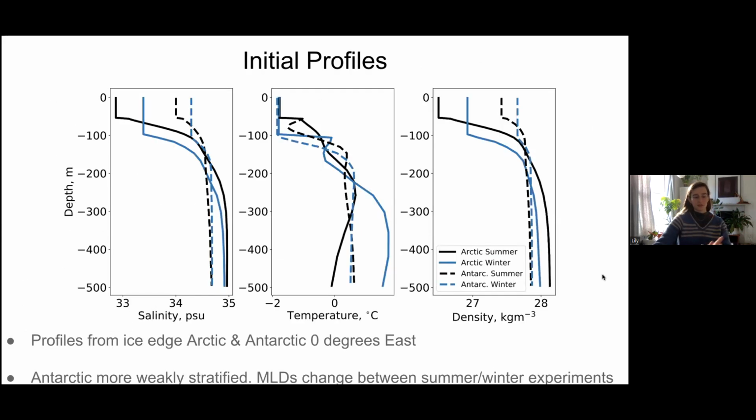So I've got 4 different experiments that I've looked at: Arctic summer and winter typical conditions, and also Antarctic, but mostly I'm just going to talk about Arctic, and I'm going to start with summer. These show the different profiles that I've used for salinity, temperature and density. In general, Antarctic tends to be more weakly stratified. And the initial mixed layer depths are different between summer and winter, in accordance with what those profiles show.